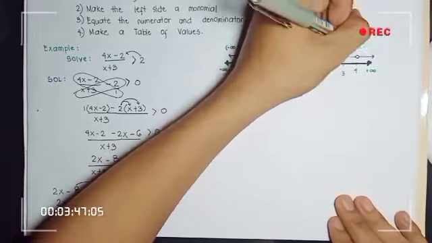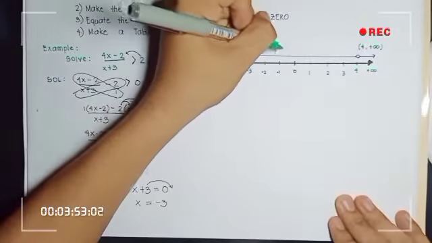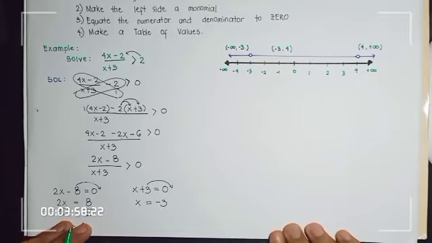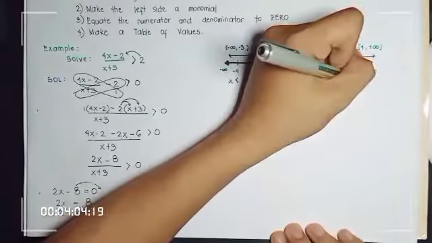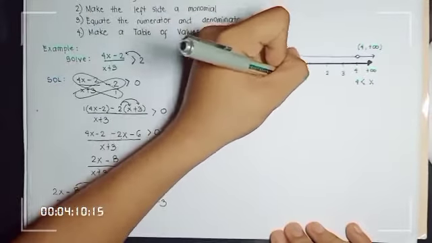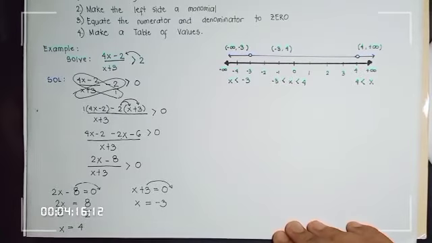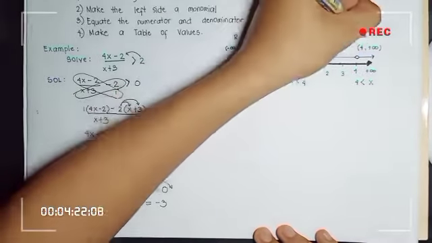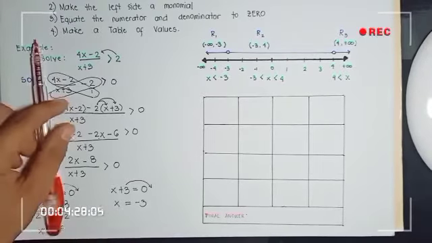For the first region, we have numbers that are less than negative 3. That is, open parenthesis, negative infinity and negative 3. For the right side, we have 4 to positive infinity. That means that the numbers that are greater than 4. For the middle, we have numbers that are in between negative 3 and 4. Below is the rule form. We have x less than negative 3. For the right side, we have x greater than 4. And for the middle, we have numbers that are less than 4 but greater than negative 3.